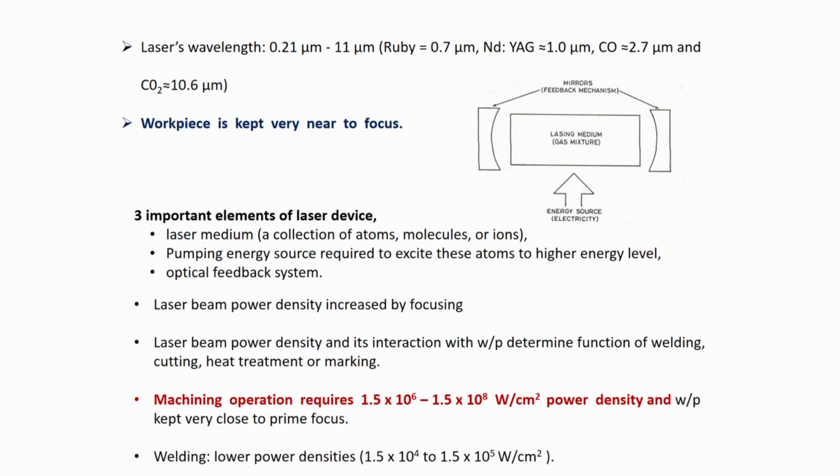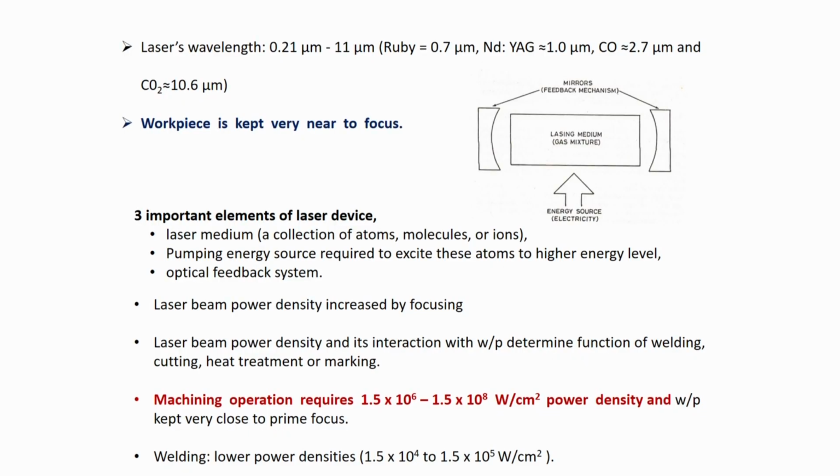Laser light's wavelength varies between 0.1 micron to 11 micron. In between, ruby has a very small 0.7 micron. Nd:YAG laser has a 1 micron wavelength, carbon monoxide has 2.7 micron, and CO2 has a 10.6 micron wavelength. To use the laser for machining of a workpiece, the workpiece should be kept very close to the focal point of the laser.